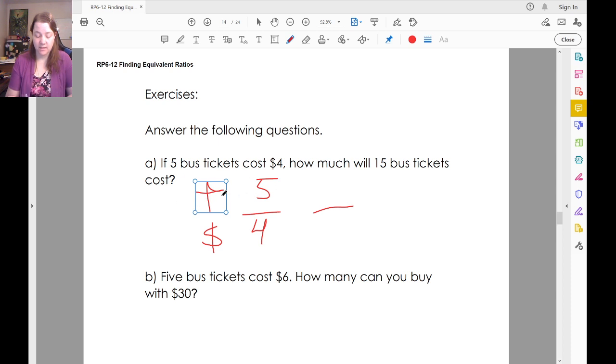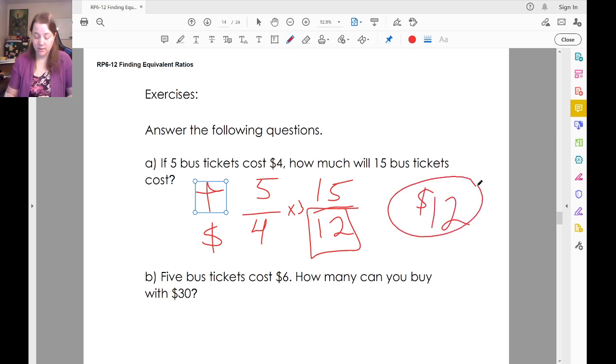Well, 15 tickets goes in the tickets row. 5 times 3 is 15. 4 times 3 is 12. So that will cost $12. Go ahead and try to solve letter B by setting it up and solving it on your own.